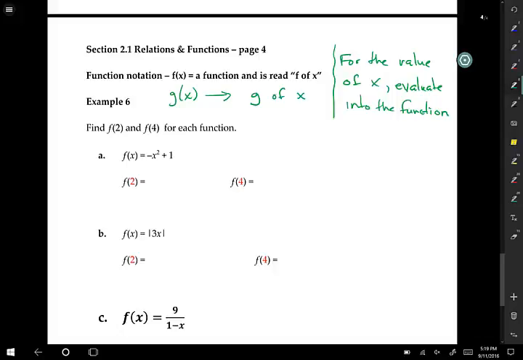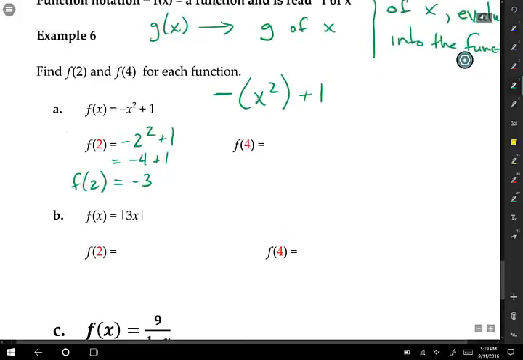So in these next couple examples, I'm using the variable f just for the function letter. So here we have the first function, the opposite of x squared plus 1. I want you to remember this is the opposite of x squared plus 1. You need to make sure you square the x, then take the opposite of it. So when we plug in the number 2, the opposite of 2 squared plus 1 will be negative 4 plus 1, which is negative 3. So f of 2 is negative 3.